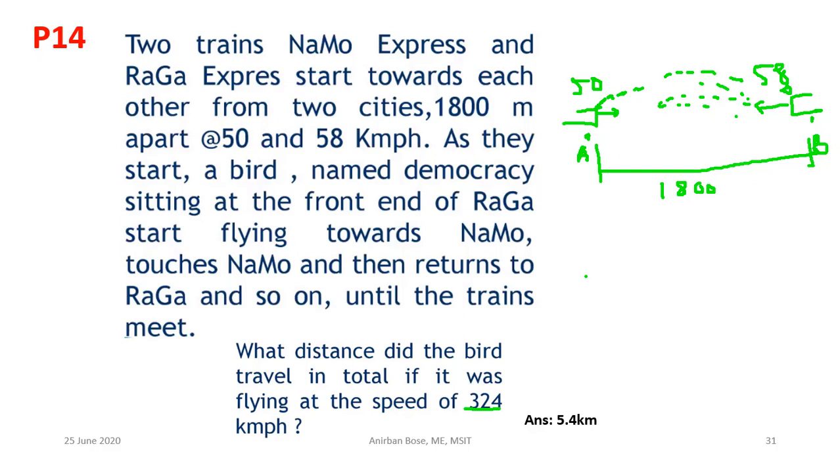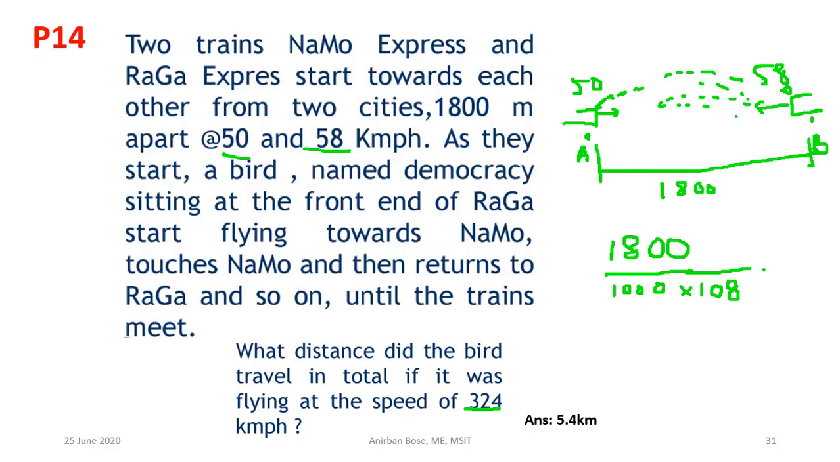So you see what the process is. First we find out for how much time the bird will travel. The bird will travel till the two trains meet. So what is the time required for the two trains to meet? The total distance they have to cover is 1800 meter, so in kilometer, divide this by 1000. Then what is the relative velocity of the two trains? That is 50 plus 58, that is 108. So you divide by the relative speed, 108 km per hour. This is the total time.